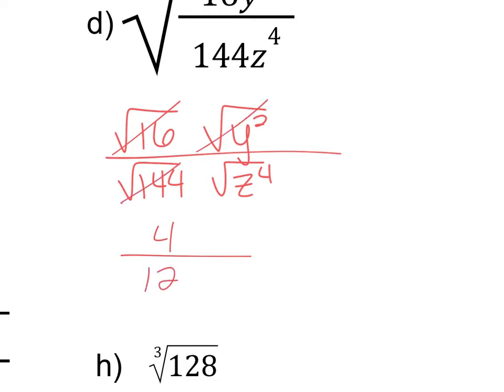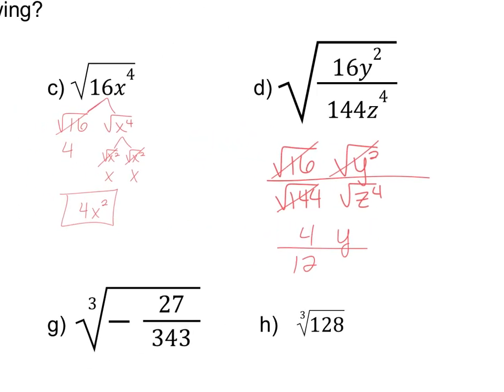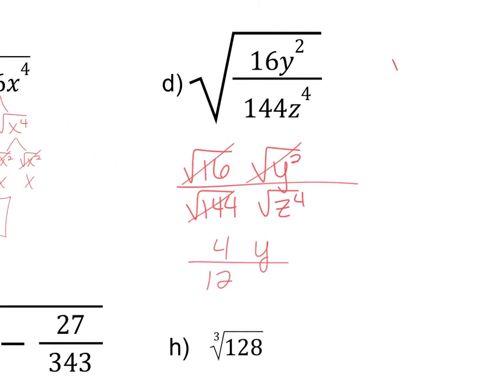The square root of y squared is y. And the square root of z to the 4th, just like x to the 4th, is going to end up giving me z squared. If you wanted to write it out, you could. It would look like this. And so that would be z times z, which is z squared, and it's on the denominator.